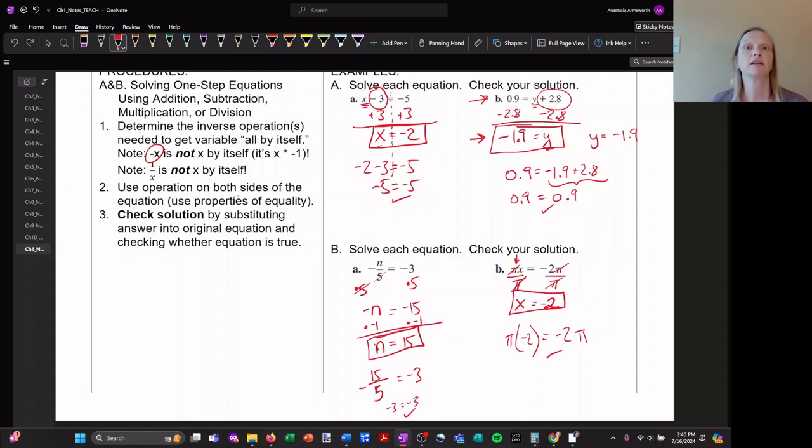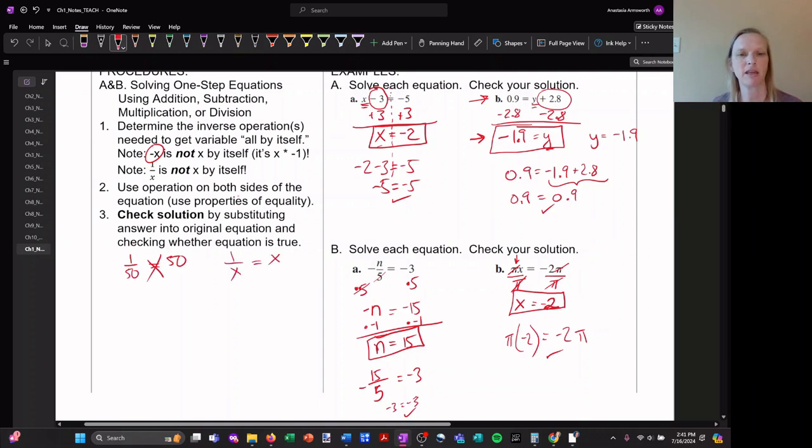Please notice that just as negative x does not count as x all by itself, that's x that's been multiplied by negative 1, 1 over x also does not count as being x by itself. If you think about it, if you have 1/50th of a dollar, that is not the same thing as having $50, right? That's a false statement. So 1 over x cannot be the same thing as x unless x happens to be equal to 1.